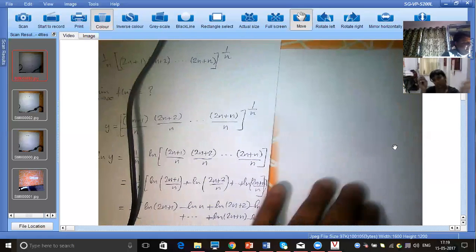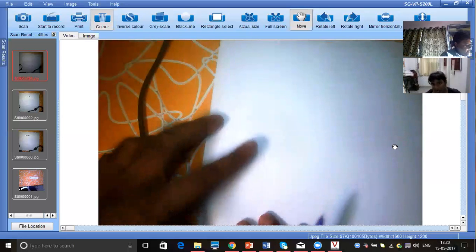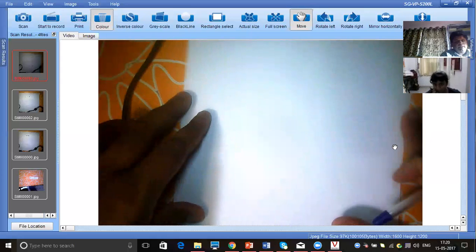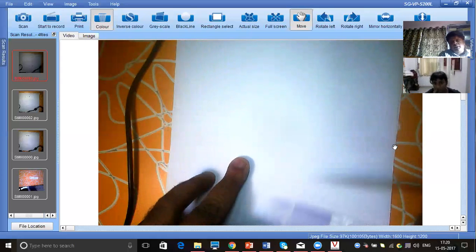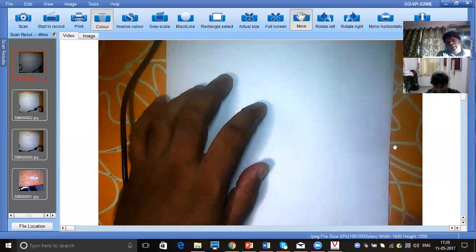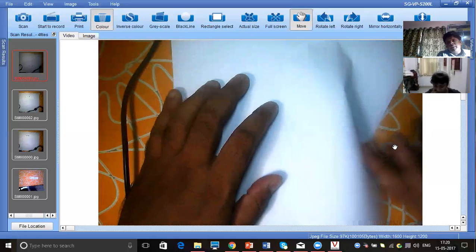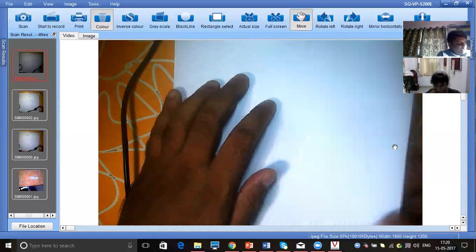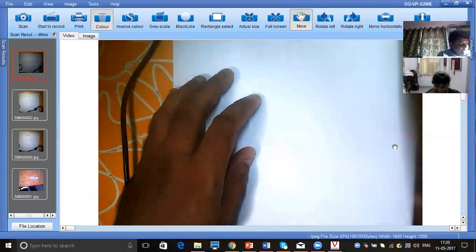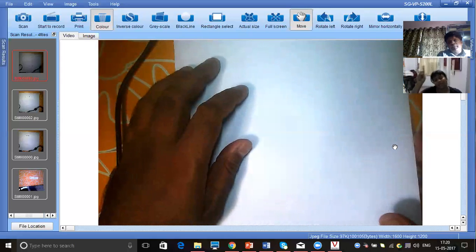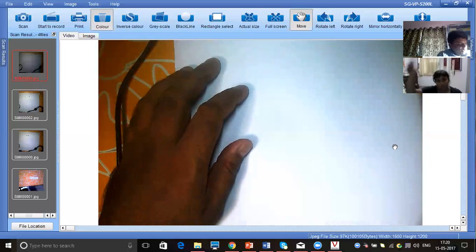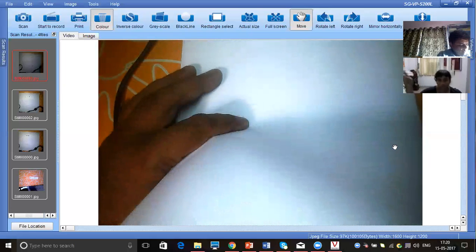So if you did that for the individual terms, each of these terms, log of something by n, what will that go to? Log of (2n plus 1) by n as n goes to infinity, 1 by (2n plus 1) into 2, plus 1 by (2n plus 2) into 2.